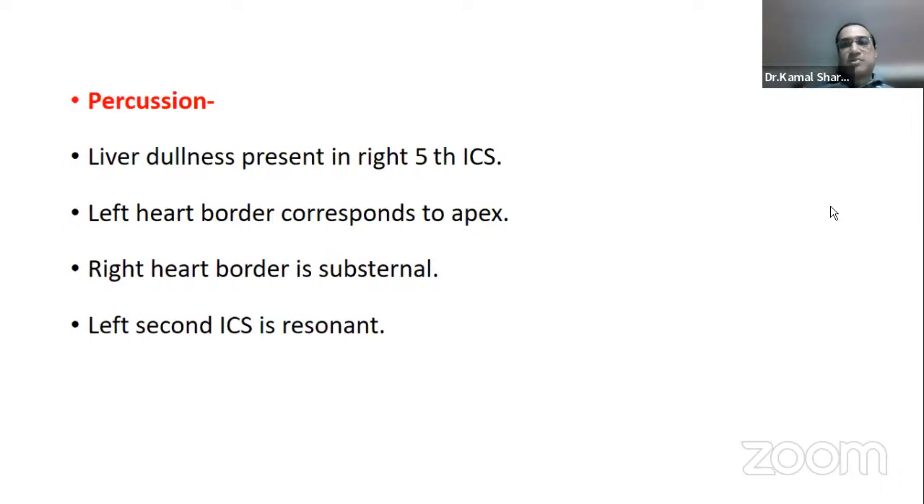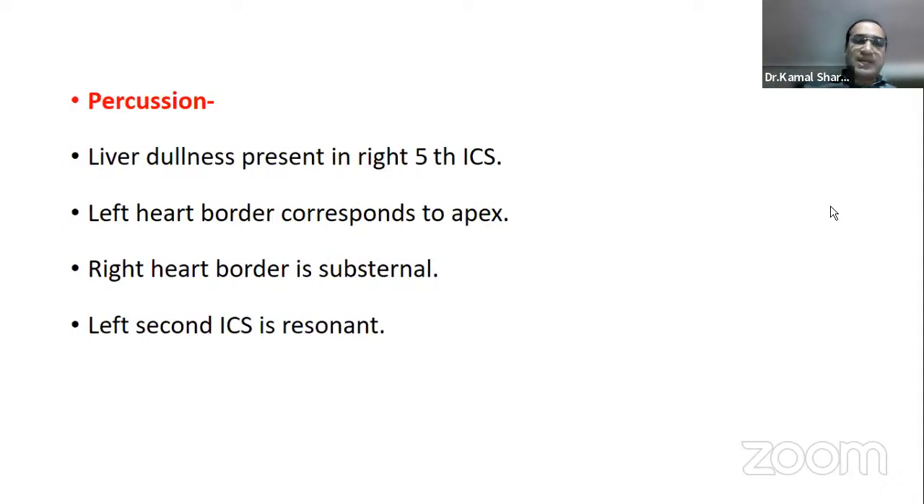Left heart border would correspond to rule out any pericardial effusion. Right border is usually substernal, and second left should be resonant because there is no pulmonary hypertension. Second left intercostal space becomes dull only in three conditions. One, dilated LA appendage, two, dilated PA, which is in pulmonary hypertension, and three, pericardial effusion.